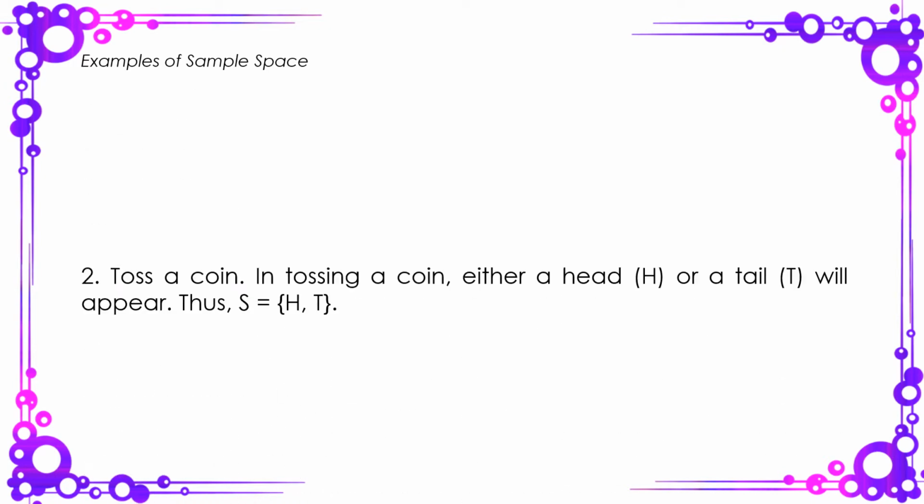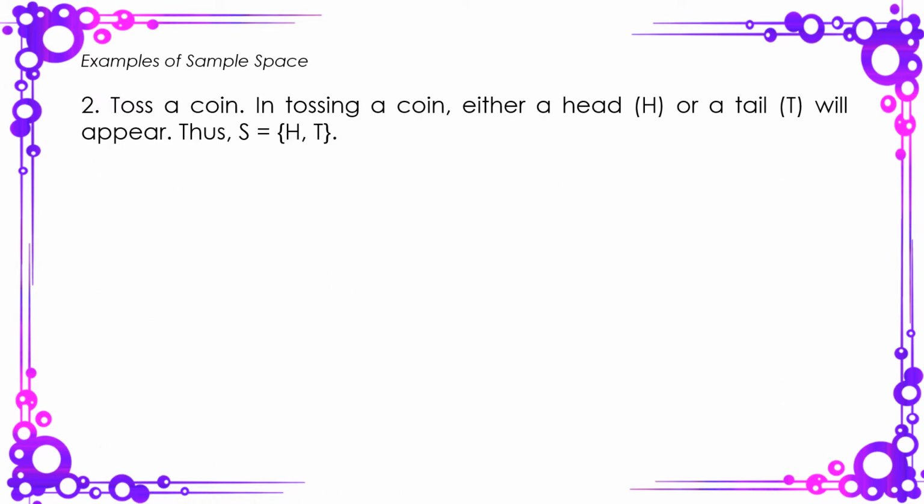Let us continue our examples. Number 2, toss a coin. In tossing a coin, either a head, letter H, or a tail, letter T, will appear. Thus, S is equal to {H, T}. So again, if we are going to toss a coin, the possible outcome is either head or tail. So you can see here that S is equal to {H, T}.